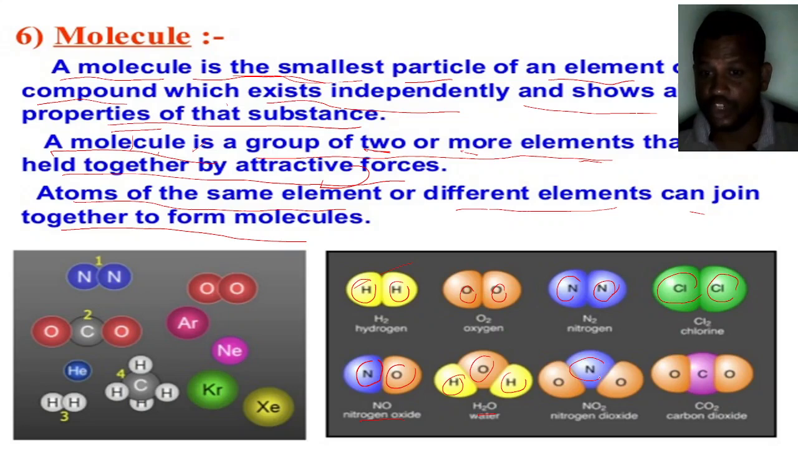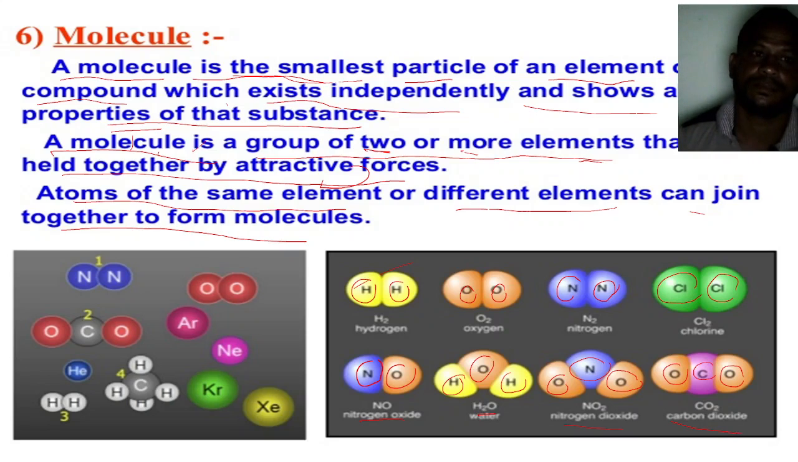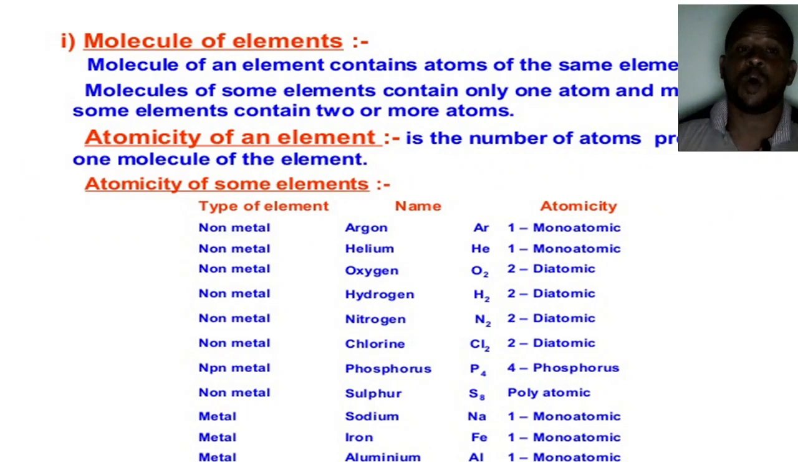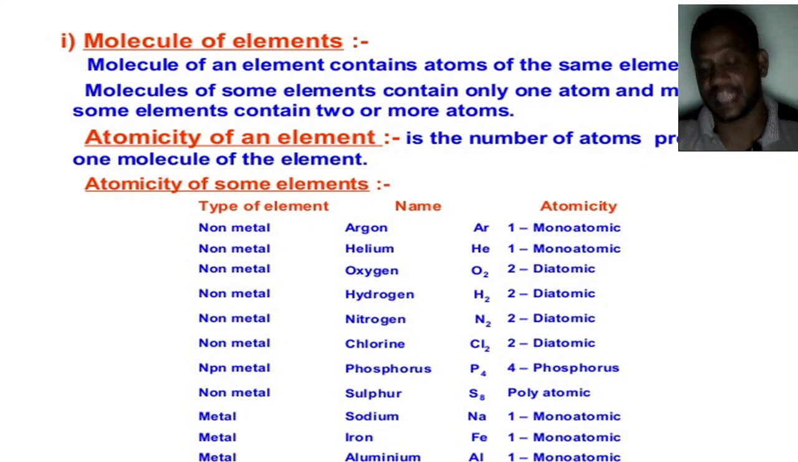Here nitrogen holds two oxygen atoms to form nitrogen dioxide. Here one carbon holds two oxygen atoms by the attraction force to form carbon dioxide. Are you getting my point clearly? Let us see the next point, molecules of an element. This is the last point. After that we are going to continue in the second section.